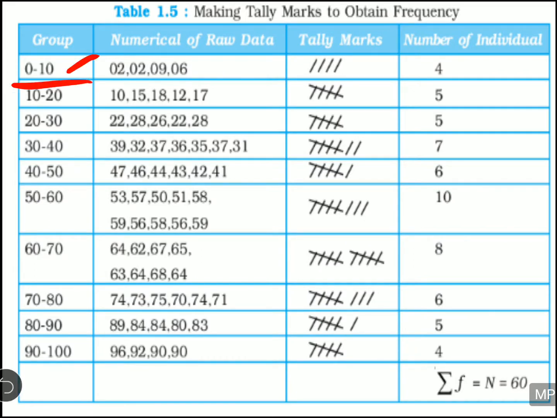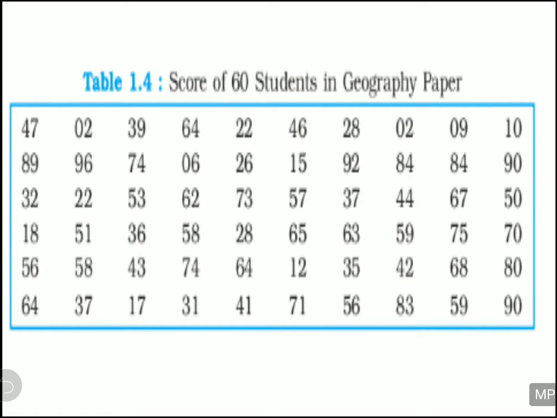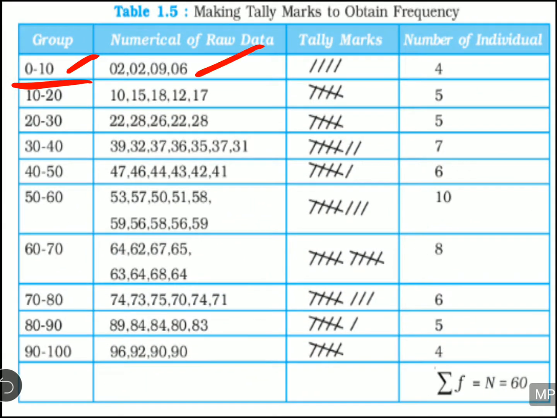Like the first class is 0 to 10. So now in this slide, in the previous slide, we have to see what numbers are coming between 0 to 10. So this number is coming. Again, this number is also coming. This number is also coming, and this number is also coming. These 4 numbers come into the category of 0 to 10, but 10 will not come under this category. Why 10 will not come under this category, I will explain after a few minutes. But let me first tell you, these 4 are coming in the 0 to 10 category. So you have to write these 4 numbers here: 02, 02, 09 and 06.